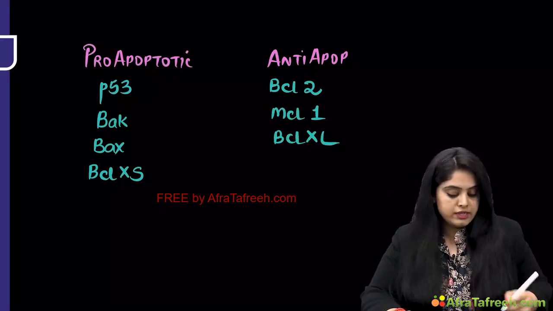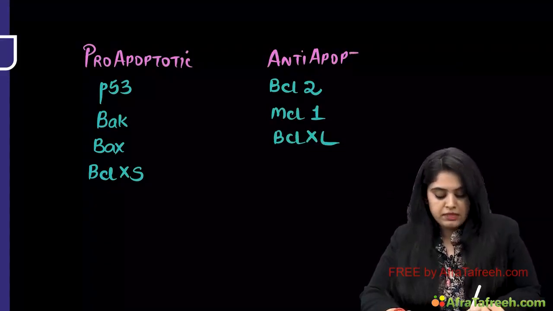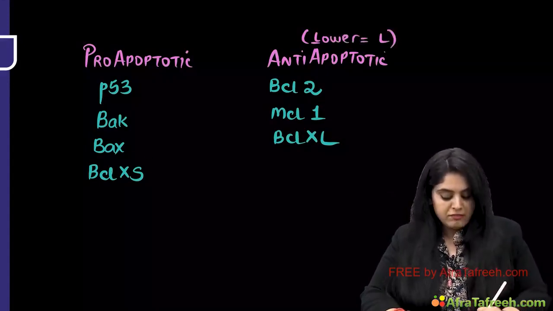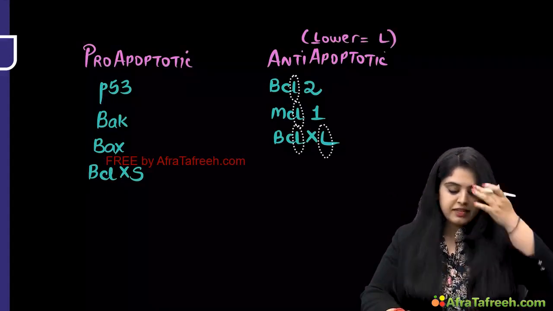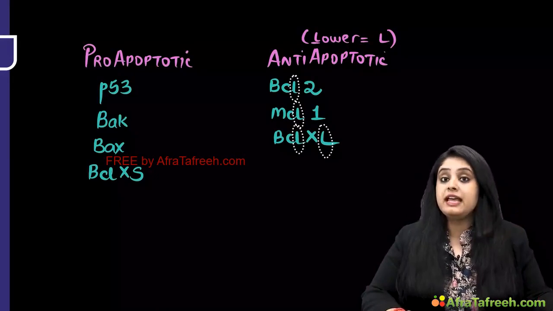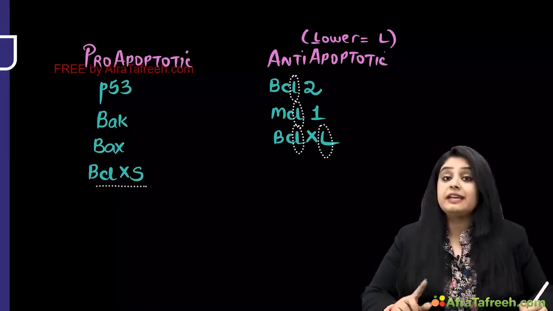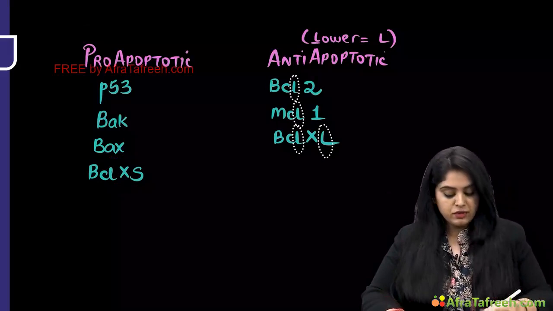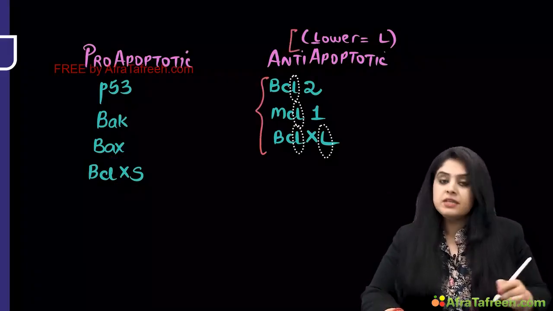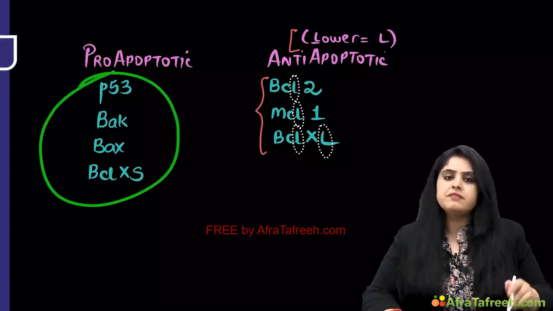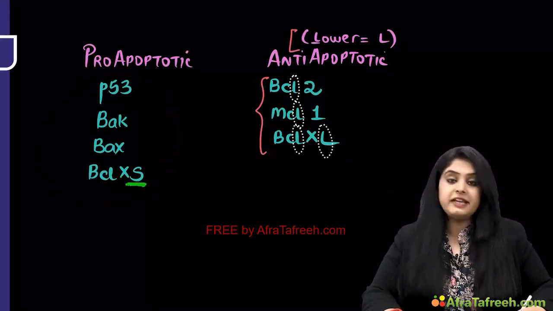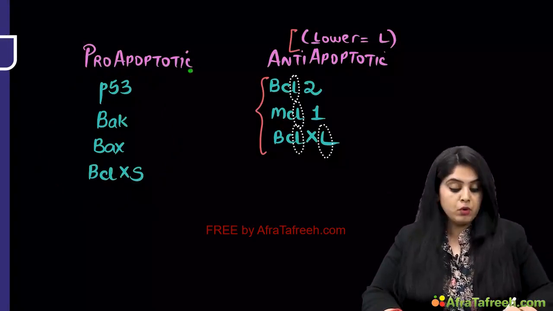And how am I going to learn it? Anti-apoptotic means it is going to lower. Lower means L. All the LL containing things means you have BCL2, you have MCL1, you have BCL-XL. Repeating, BCL2, MCL1, BCL, not XS, XL. All these LL things are going to lower apoptosis. They are going to be anti-apoptotic. ठीक है, याद हो गया? So what have I done? And everything else that you have, P53, BAC, BAX, BCL-XS, they are all stimulating, they are pro-apoptotic.